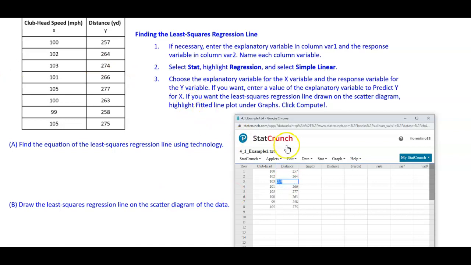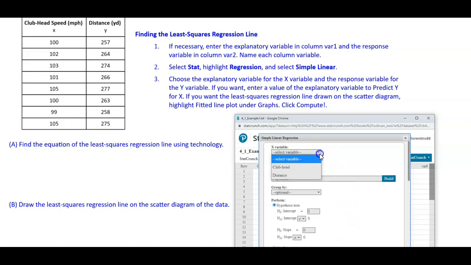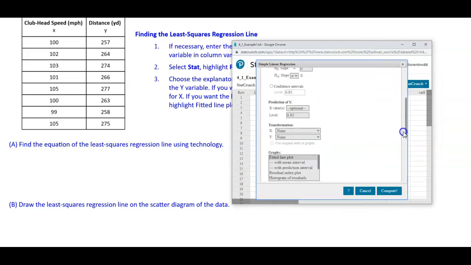Okay, so again, we're going to go back to stat. We're going to go all the way down to regression and then select simple linear. Okay, now again, the x variable is the club head speed and the y variable is the distance. Okay, and so now what we want to do is we're going to scroll all the way down to the bottom. We're going to leave everything else alone.